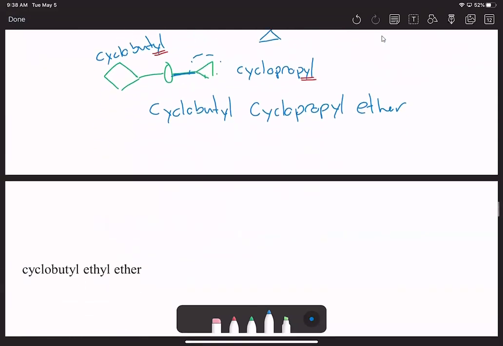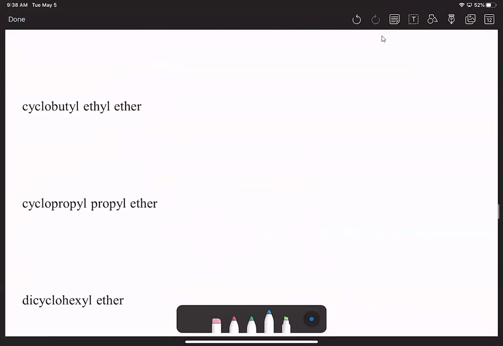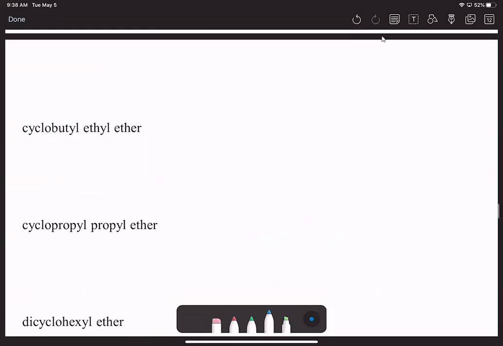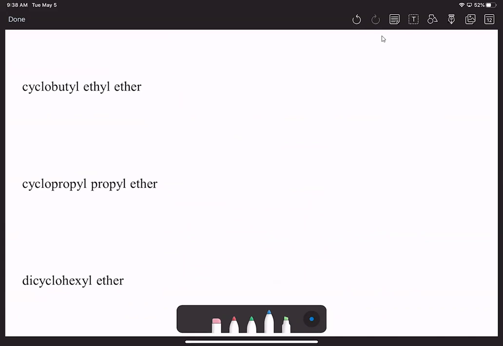Let's look at one more before we move on to those others. Actually, you know what? I think it's down here. We can use this one down here, right? So cyclobutyl ethyl ether, right? Well, as long as I know it's an ether, I'm just going to begin with that oxygen. Cyclobutyl on one side, and ethyl on the other side.